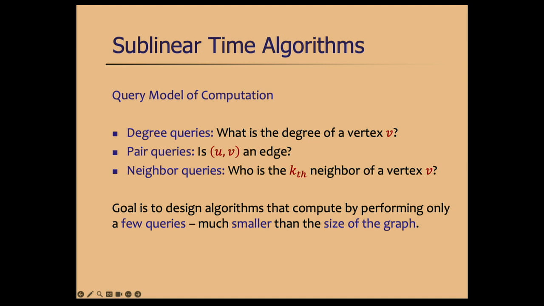When the resource of interest is time, we will work with the query model of computation, which you heard about yesterday. Sohil, for example, talked about the matching problem in this model. Here the access to the input graph is given to you by way of three kinds of queries. You could ask the degree of any vertex. You could ask for any pair u, v of vertices whether or not there is an edge between them. And then you can also ask what are called neighbor queries: for any vertex v, you can give an integer k and ask for the name of the kth vertex in the adjacency list of vertex v.